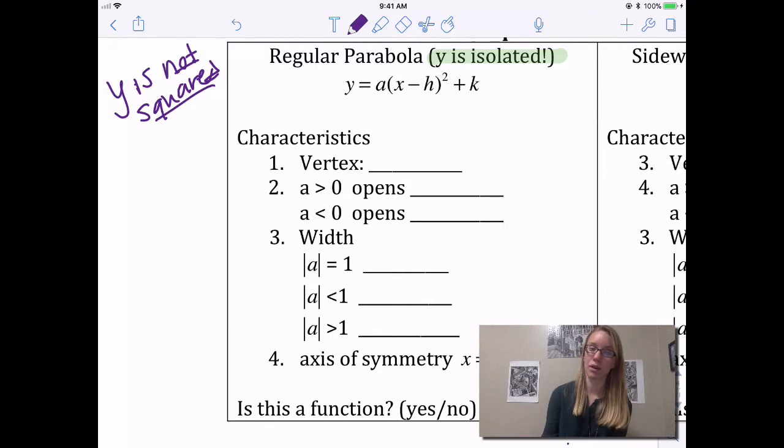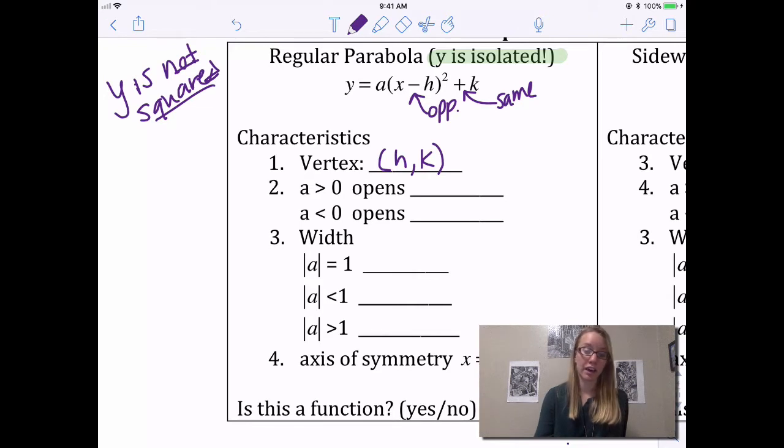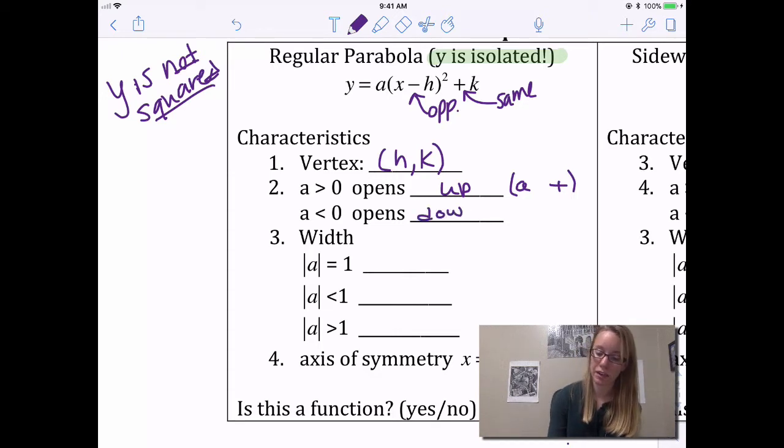Right, so if you remember from way back in the solving quadratics chapter, our vertex for these parabolas comes from h and k. The important thing to remember is that this is an opposite since it's a negative sign, and this sign stays the same. The next thing that we look at is our a value. If our a is positive, then our parabola faces up like a cup. So this is a positive. And then if a is negative, or a is less than 0, it opens down like a frown. So here a is negative.